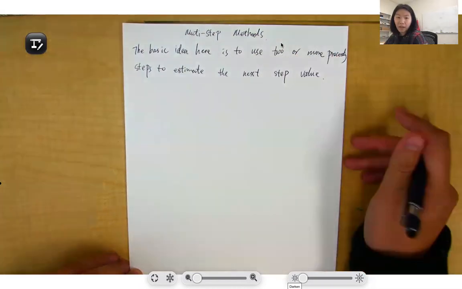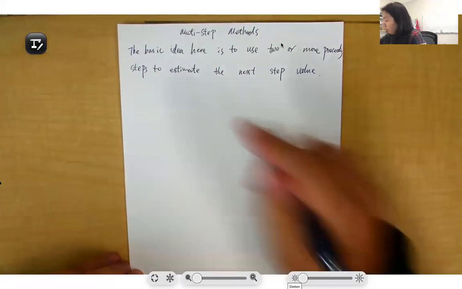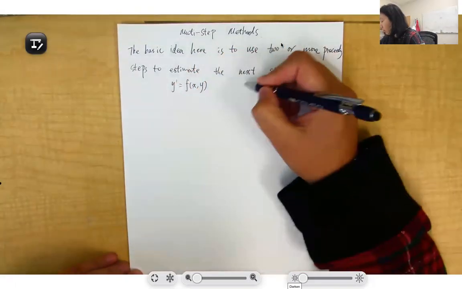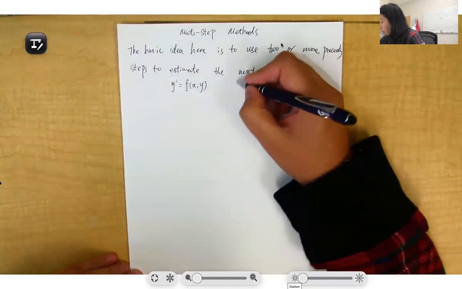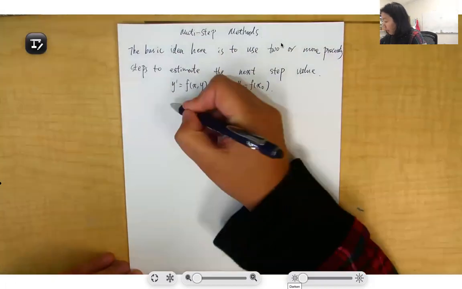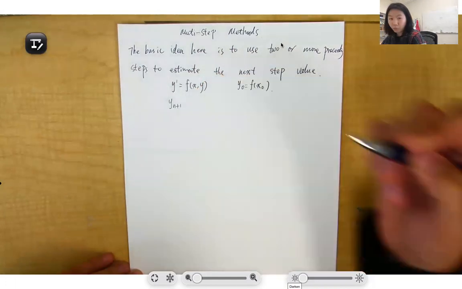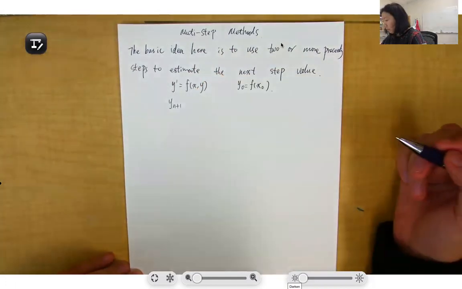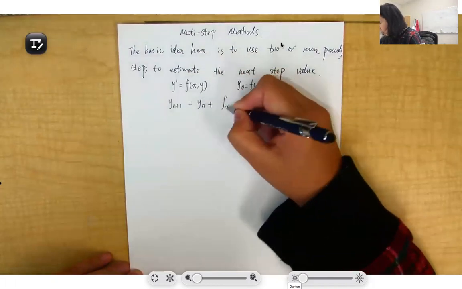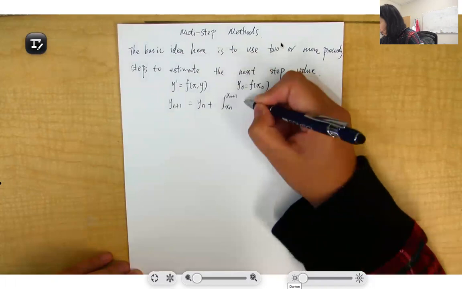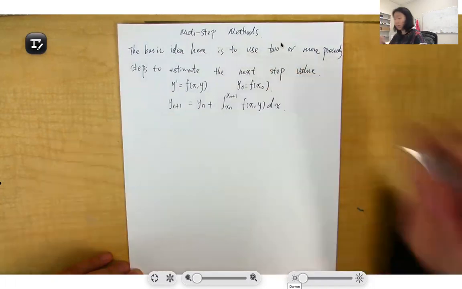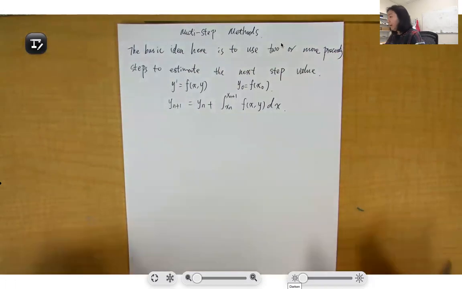For example, we have our general form y prime equals f(x,y). And we know this is an initial value problem, so y0 equals f(x0). Then we can get the general form for getting the next step: y_{n+1} equals y_n plus the integral from x_n to x_{n+1} of f(x,y) dx. So this is the same as before.